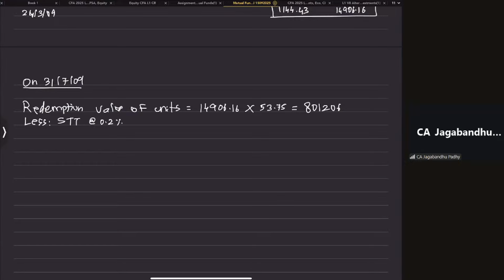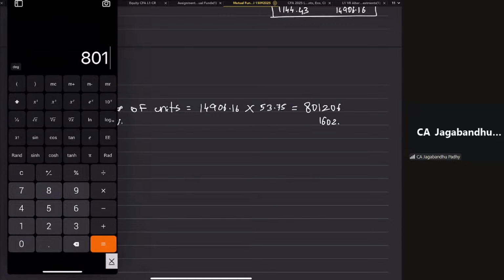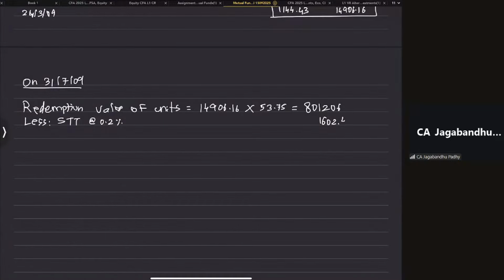0.2%. So securities transaction tax at 0.2%. How much is it? 801206 into 0.2%. It's 1,602.41. Yes, okay, that's your securities transaction tax.